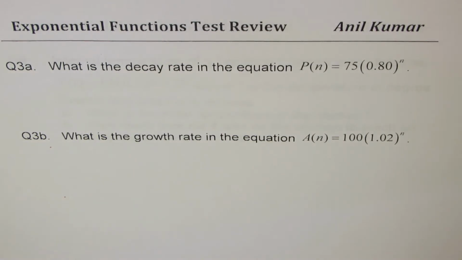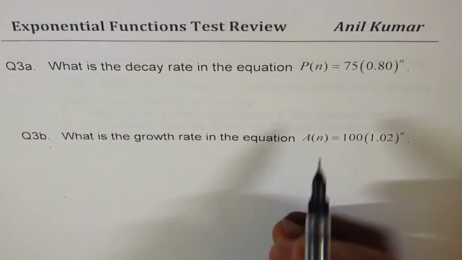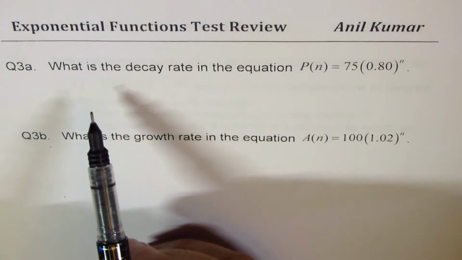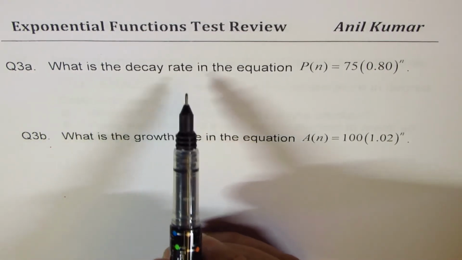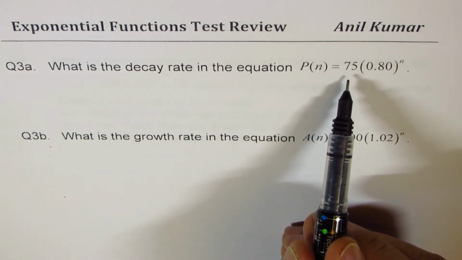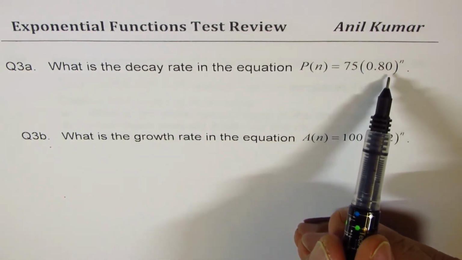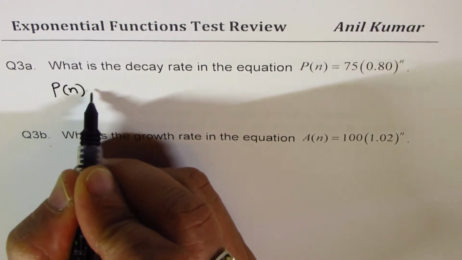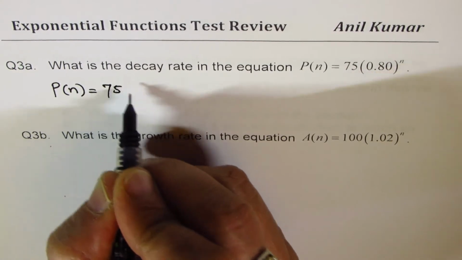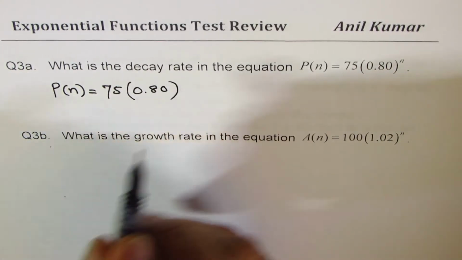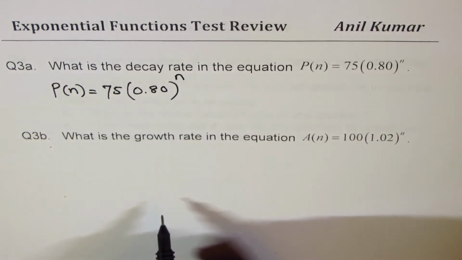Now in question number 3, I have added another component to it. So we'll do question number 3a, which is: what is the decay rate in the equation P of n equals 75 times 0.80 to the power of n? Let me rewrite the equation. It is P of n equals 75 times 0.80 to the power of n.